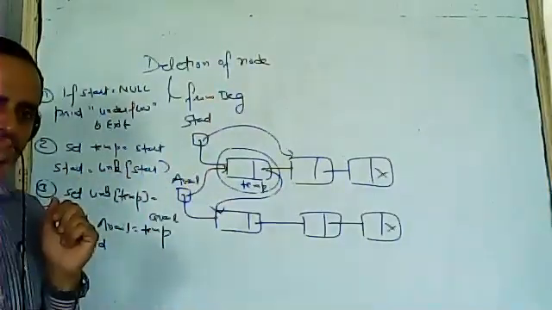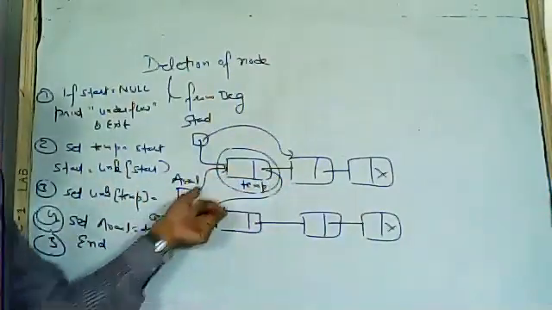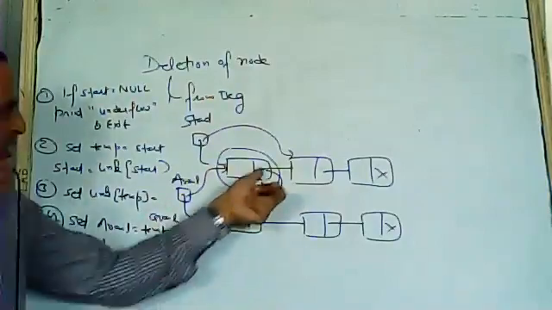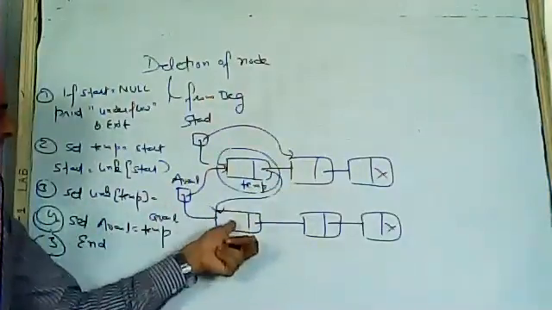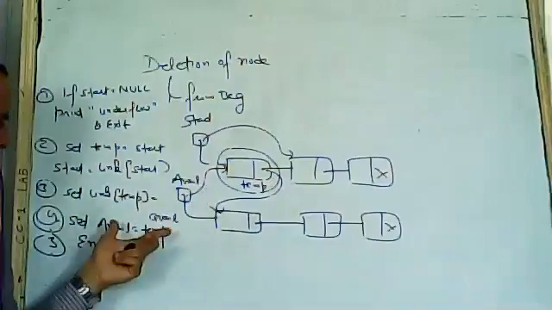So now it is clear. Now temp has to be put into avail. For that, avail will point to temp and temp will point to this. So link of temp will be this node, and this node is avail. The link of temp is avail, and avail is equal to temp.